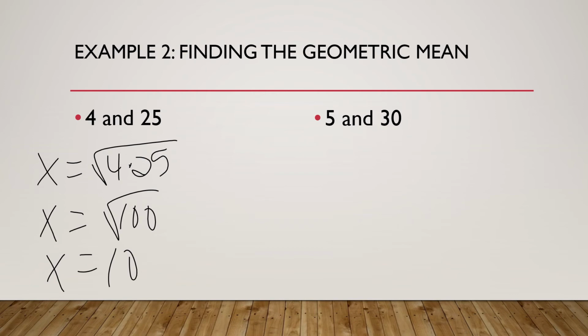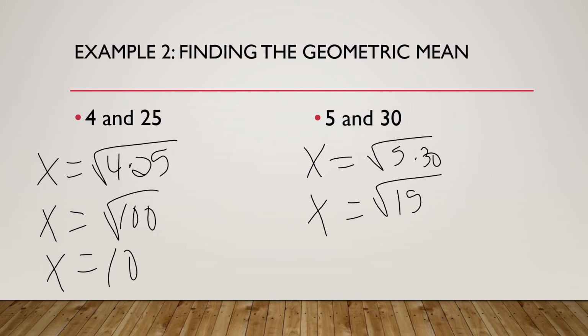So if we were doing it of 5 and 30, we know that x, which is the mean, is equal to the square root of 5 times 30. So x would be equal to the positive square root of 150, which is approximately 12.47.